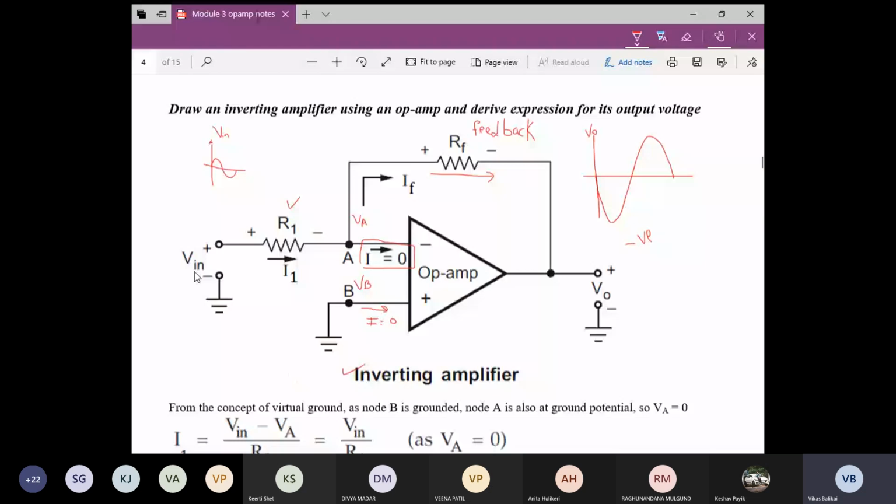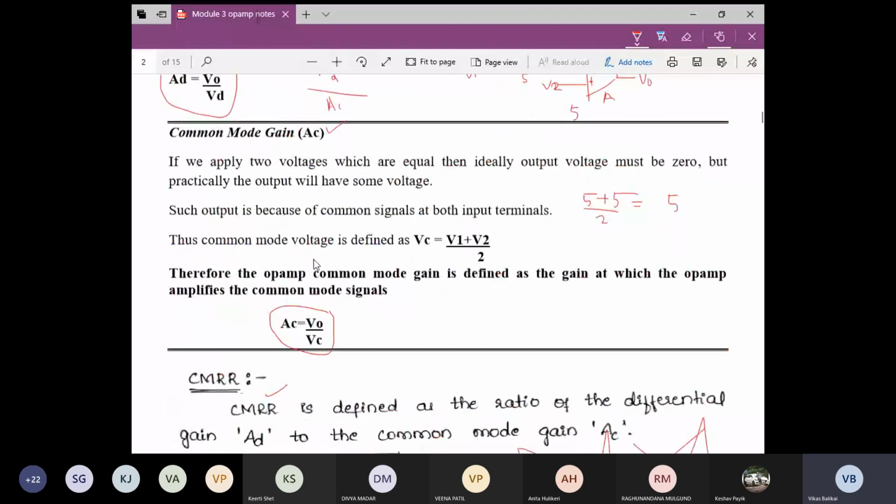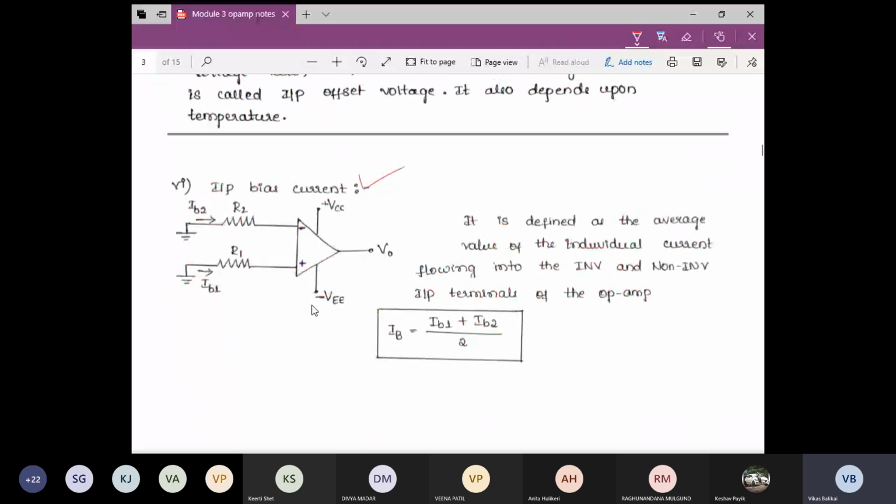Now see, I did not say I1 equal to 0. Why not? Because there is a voltage source, and because of this voltage source definitely there is going to be some current over here. So there will be some current as per my input voltage. But when I come to the op-amp device, I said I is equal to 0 because the op-amp device has this particular property, infinite input resistance or very large input resistance, present inside the op-amp.